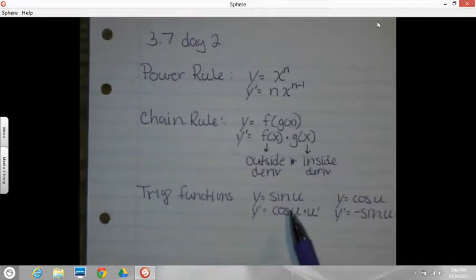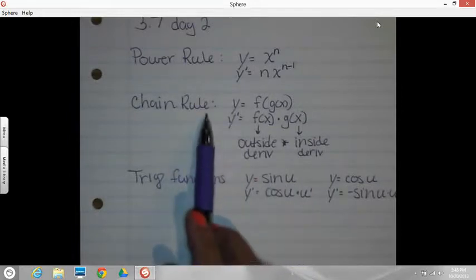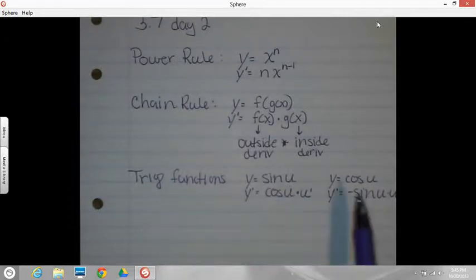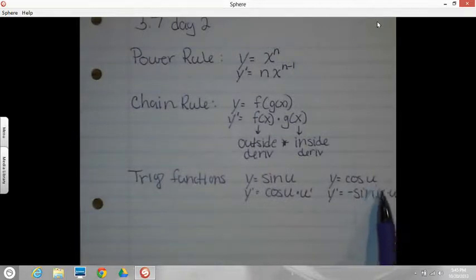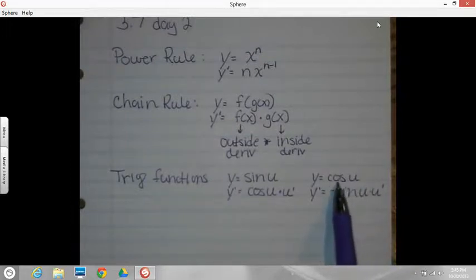And then the 2 trig functions that we have derivative rules for are sine and cosine. The derivative of sine is cosine, keep the angle the same, and multiply by the derivative of the angle. So trig functions kind of are a chain rule all on their own because the angle is the inside function. And for cosine, the derivative of cosine is negative sine, keep the angle the same, and then again multiply by the derivative of the angle. So the angle is the inside, the trig function is the outside.